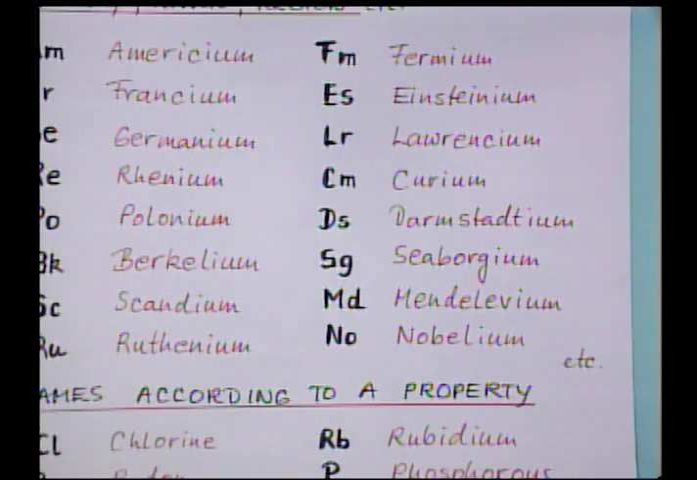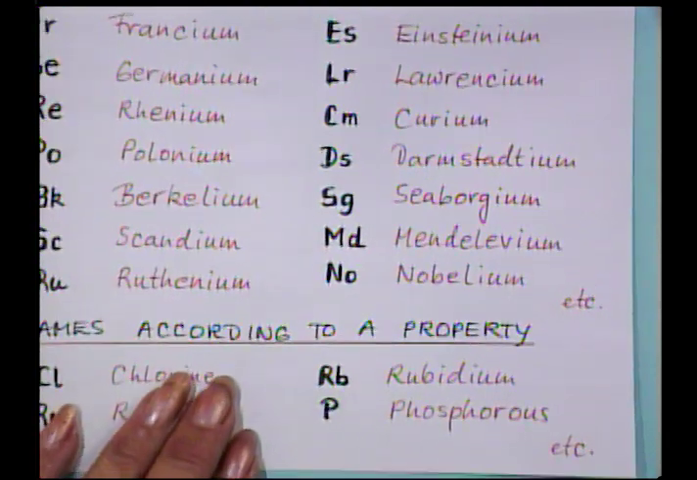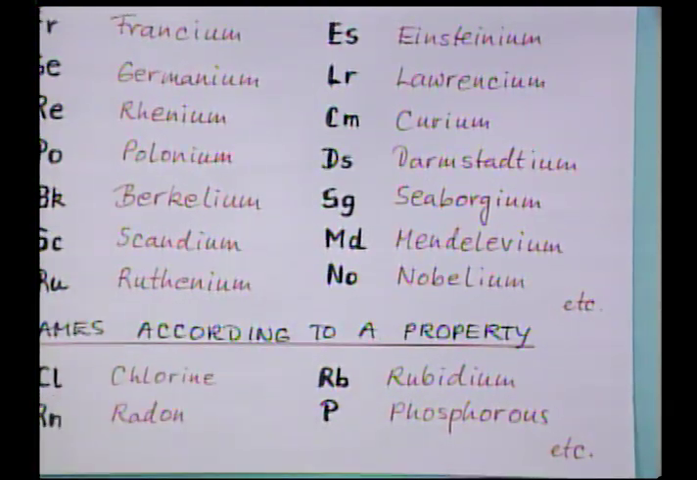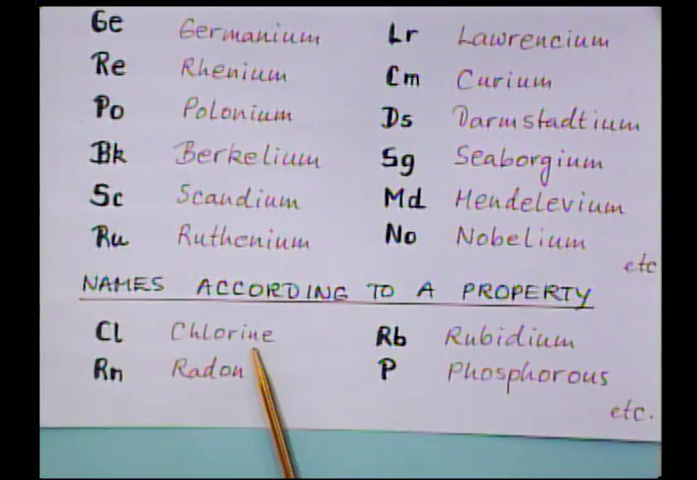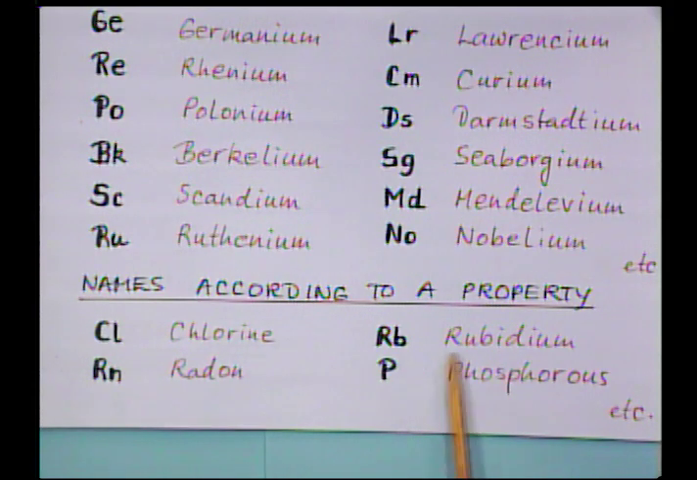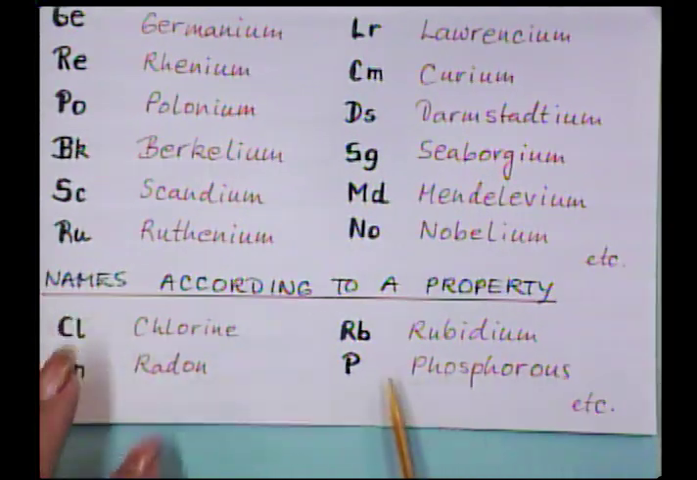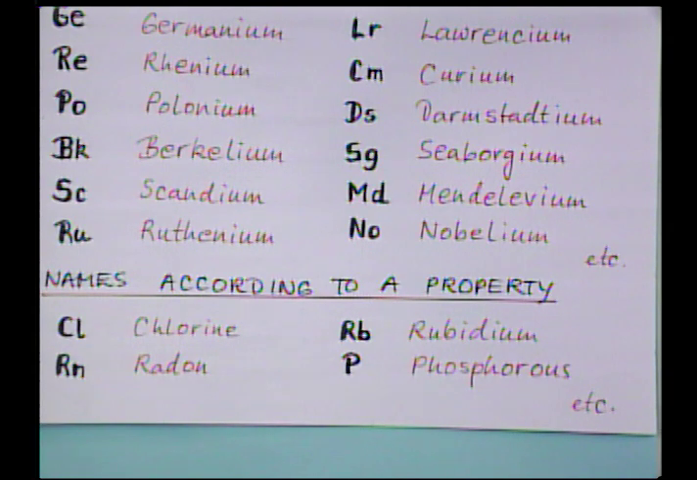Nobelium in honor of Nobel, that everybody knows is incorporated in the Nobel Prize, and his money is still available for these prizes, but he invented dynamite. Here we have names according to properties, like chlorine comes from the Greek chloros, meaning green, rubidium, ruby red, phosphorus, meaning light producer, bringer of light, radon also has to do with radiation.